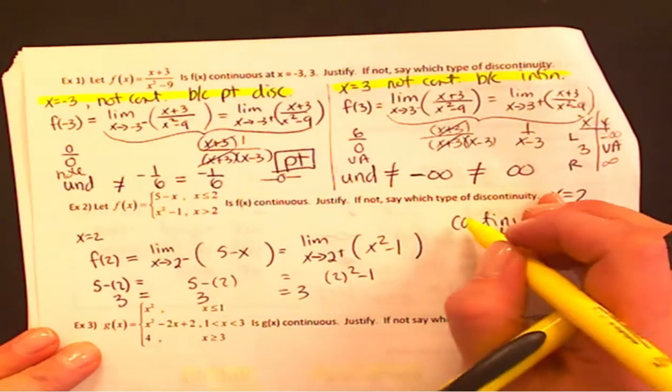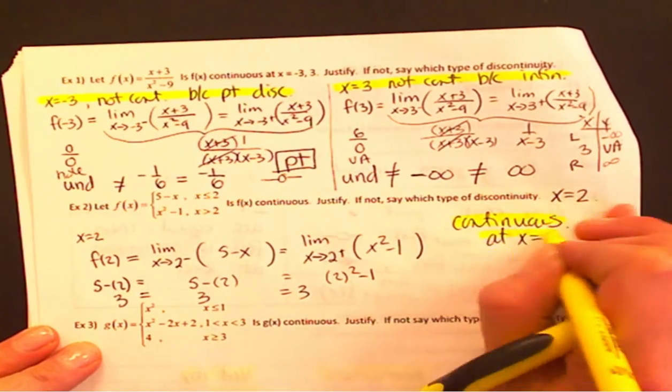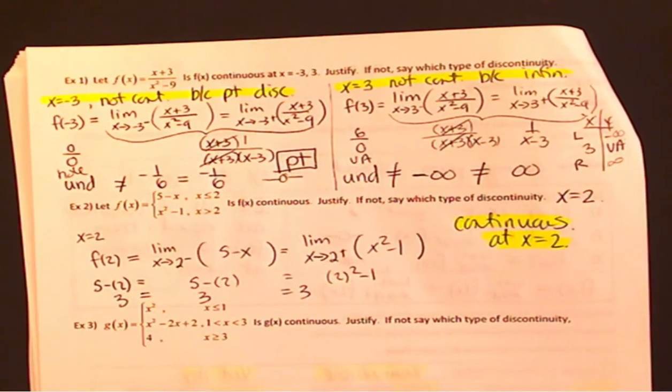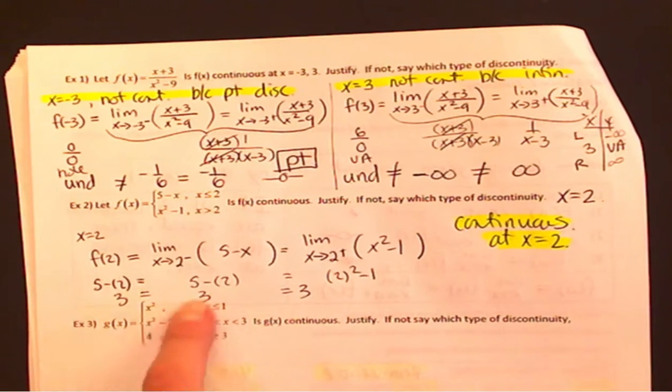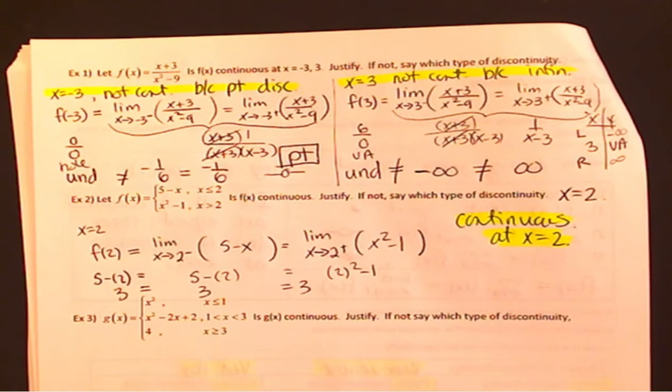All right, this is my answer. Continuous at x equals 2. Notice that the work is right there for me to see. 3, 3, 3. Okay.